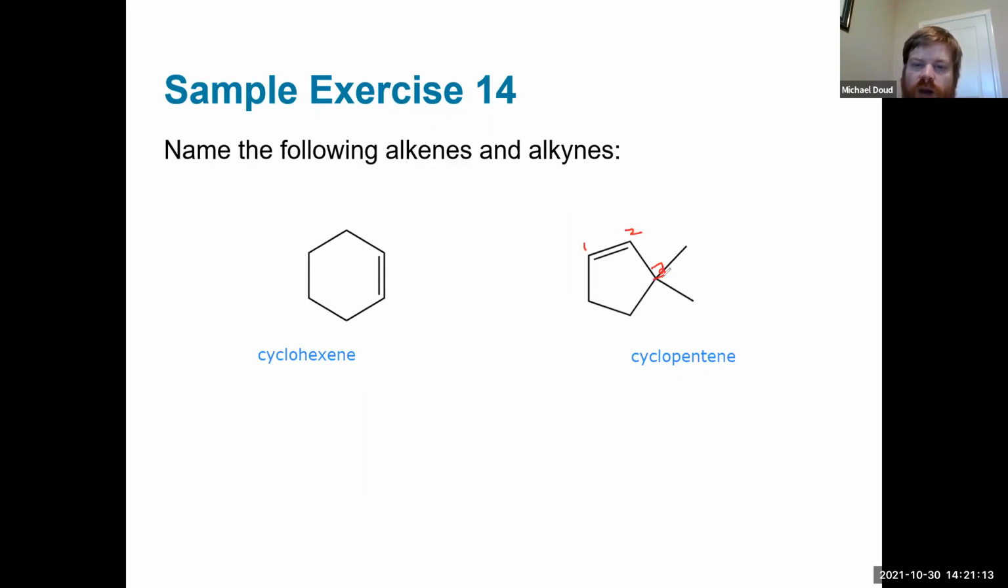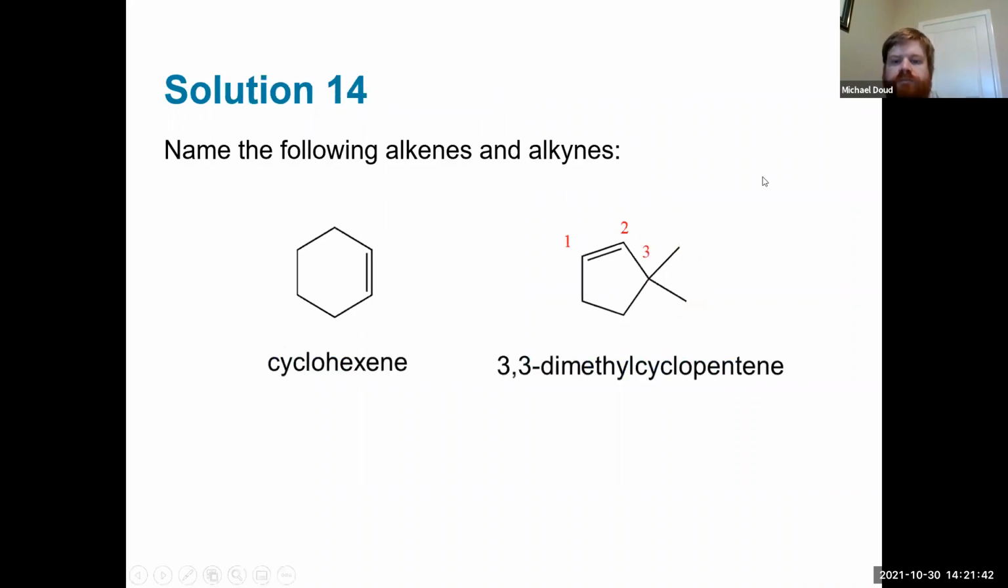Because if we went around the other way, this would be 5. So of course we want 3. Now on 3, we have a methyl group and a methyl group. So that's dimethyl, right? So when we write out our substituents, it should be 3,3-dimethylcyclopentene. So that's all you have to do. All right. Oh, actually, let me clear those drawings and we'll go through the answers here.